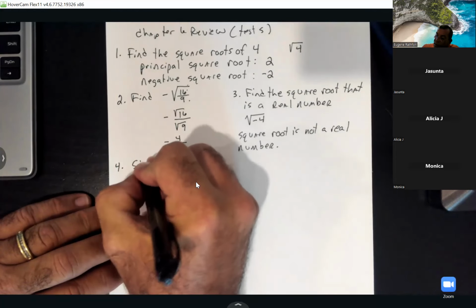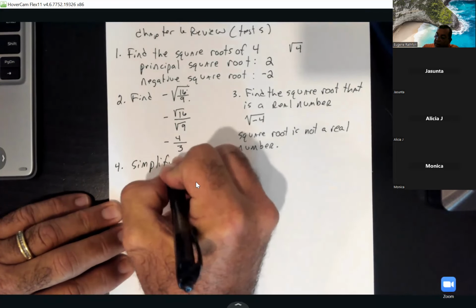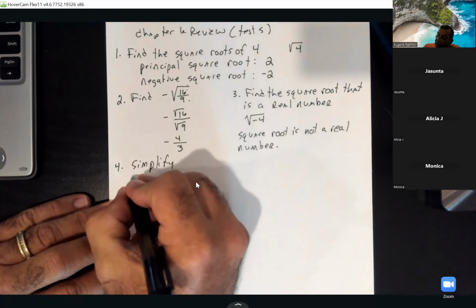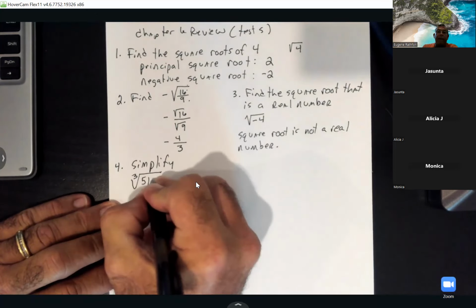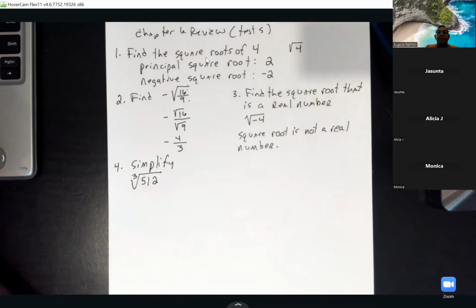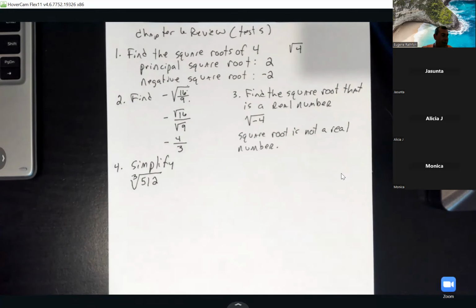Number 4 wants us to simplify. And they're giving me a cube root of 512. So what I'm looking for is a number that multiplies times itself 3 times to equal 512. And this one should be a perfect cube on the test for you, like mine will be.